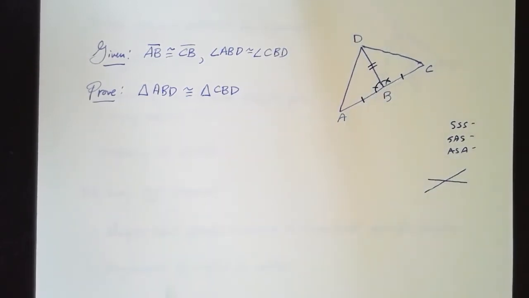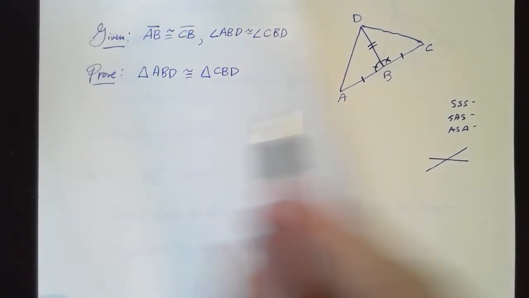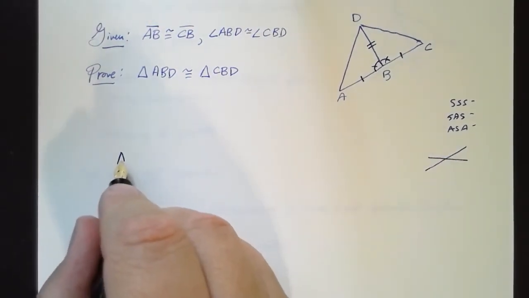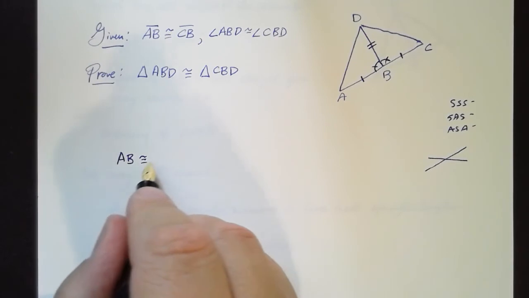Now I just have to write it up. So first pair of sides, let's say AB is congruent to CB.